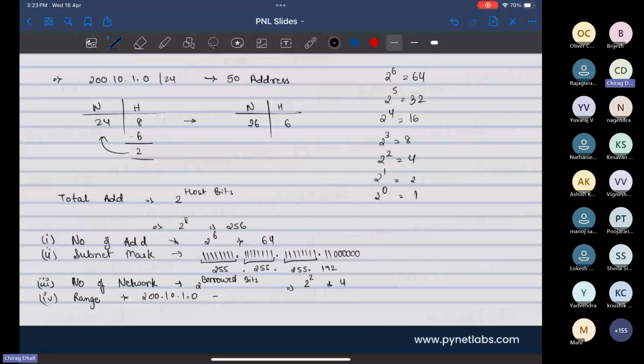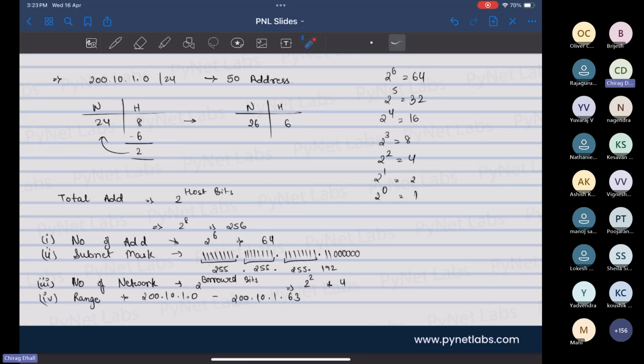Perfect. 210.1.63. Why 63? I'll make it simple for you. Let's assume that you are counting from 1.0, and now I have asked you to calculate 5 addresses. So 1.1 will be the second IP, 1.2 will be the third IP, 1.3 and 1.4. This is going to be your fifth IP. Keeping that logic in mind, the 64th IP will be 1.63 because we are starting from 0. Make sense?